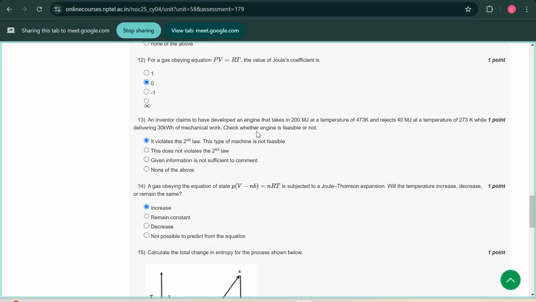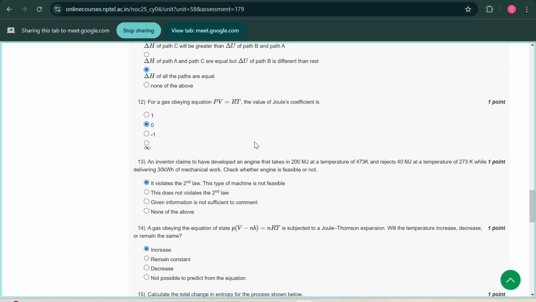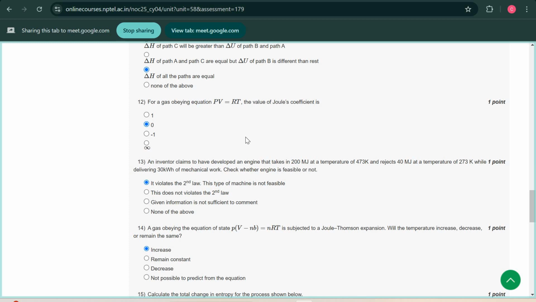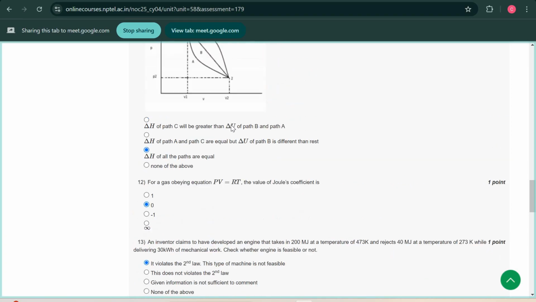Then one more thing. This problem I can solve and show, but I want you to do it yourself. What is the main relation in an engine? T1 by T2 should be equal to Q1 by Q2, correct? Yes, sir. So use that equation and see if this works.